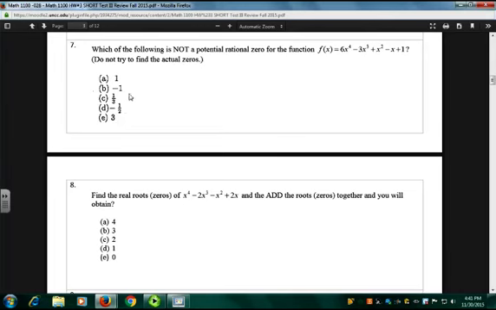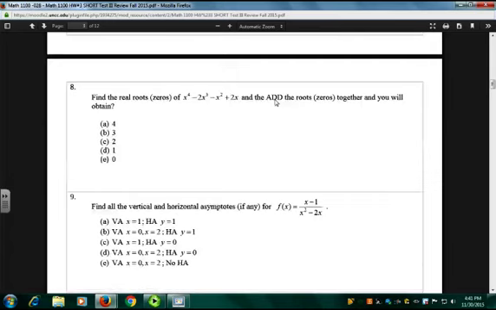So one of these guys is not going to be a P over Q number. Which one is not a potential rational zero? So write every possible way you can write a P over a Q, and one of these numbers will not be up here. Circle that answer, because I emphasized the word not. Okay?